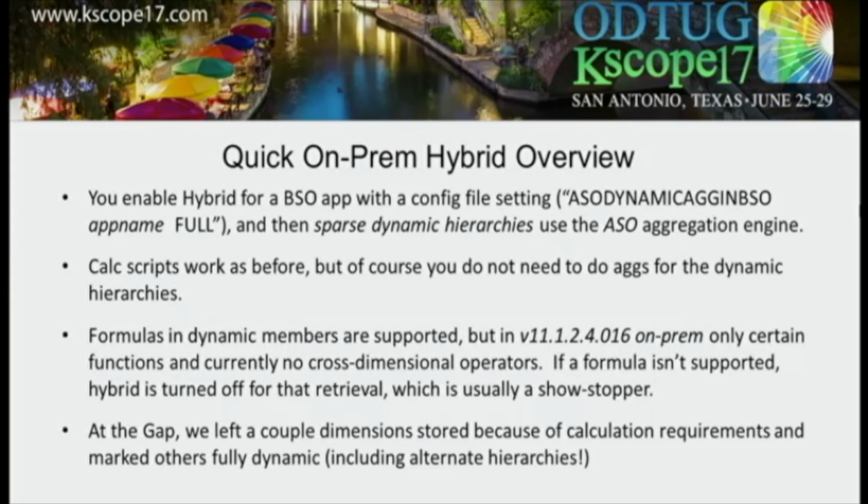That's a killer, especially for currency conversion and stuff like that. No cross-dims. If a formula isn't supported, what happens? Does it fail, or does it do something worse than failing, worse than death? It goes back to the BSO regular dynamic aggregation engine. Ever tried to add up a 10,000 member hierarchy that was all dynamic calc members? Yeah, maybe 3 days, then it'll come back.